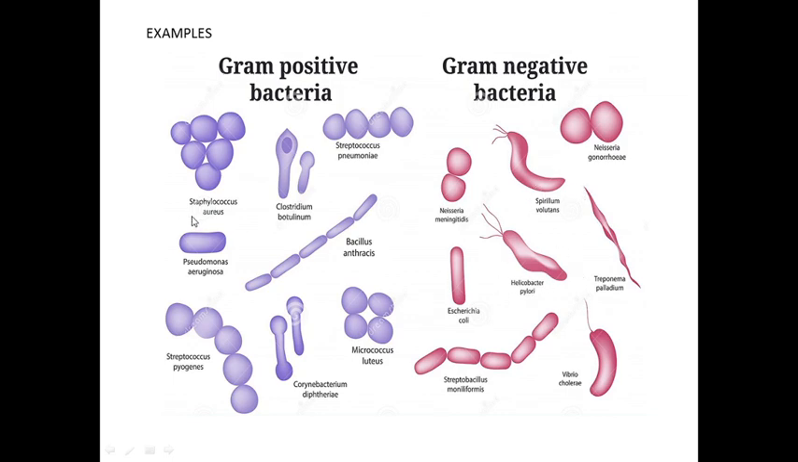Okay, and these are the examples of gram positive: Staphylococcus aureus, Clostridium, Streptococcus, Bacillus, Micrococcus, Corynebacterium, then Streptococcus pyogenes. Then these are the gram negative: Vibrio, Escherichia coli, Helicobacter, Neisseria. These are the examples of gram negative bacteria. Okay, so this completes the gram staining procedure. Thank you.